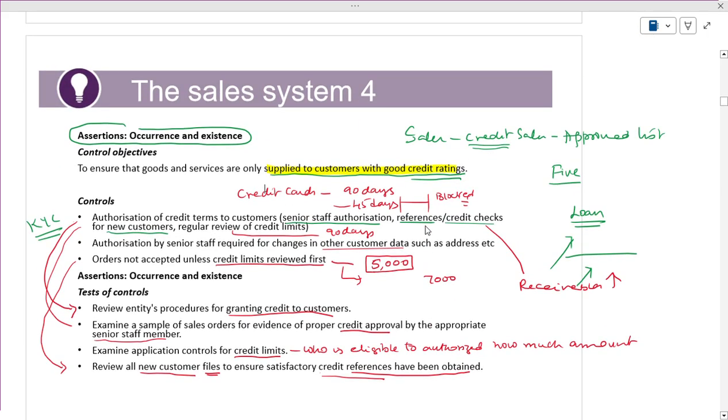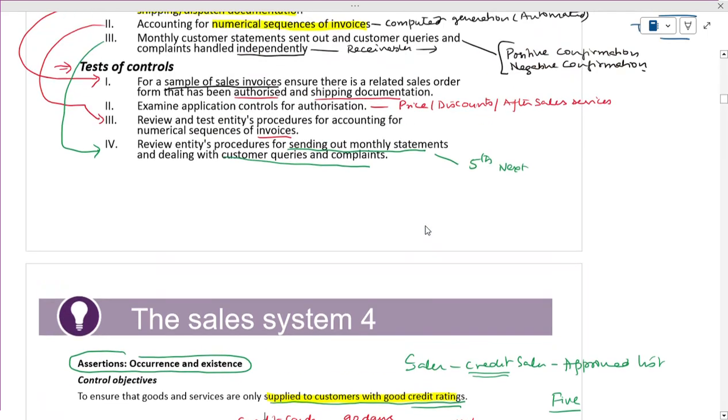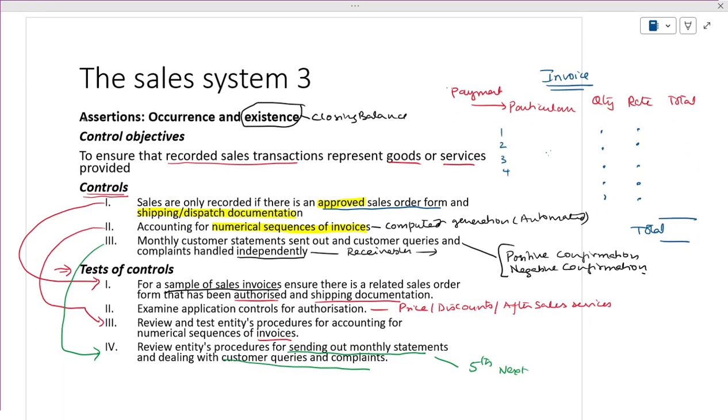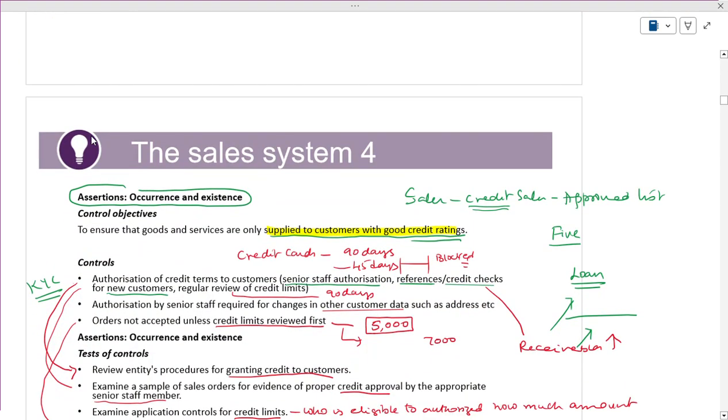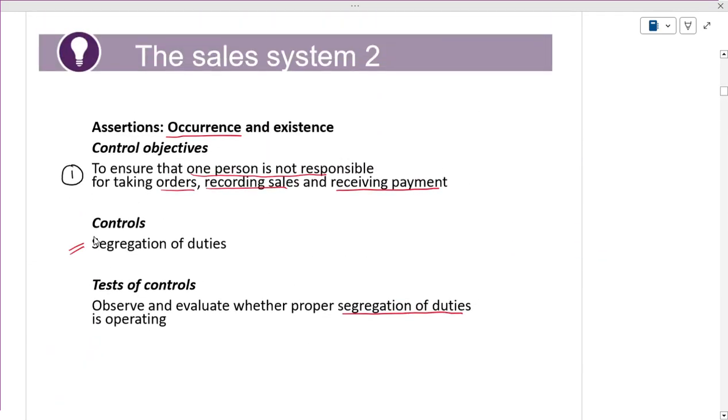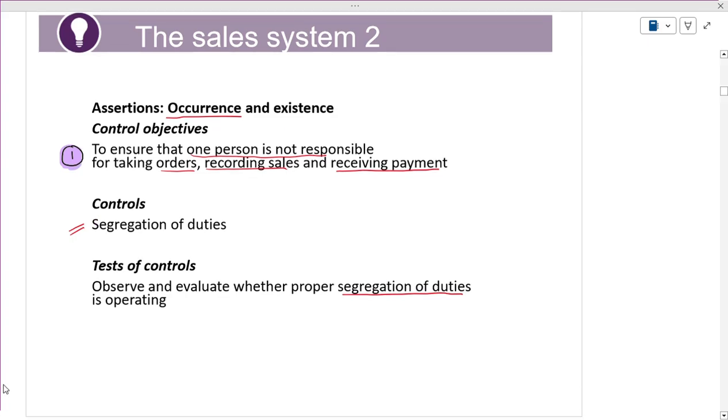Now, you will ask what is the difference between first, second and third. Is it right? The first one is, one person is not responsible to do all the things. Second one, you have to record the transactions, what is happening. Third one, you have to supply to those people who are with good credit ratings. These things I am putting in purple color. You will ask me what is the difference. This is the difference. All three are the same? No. First, second and third.